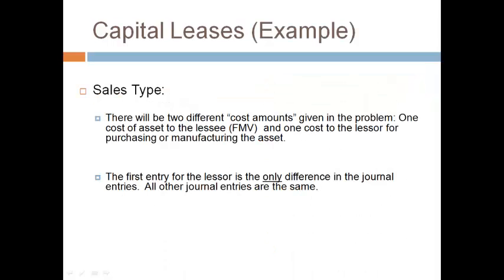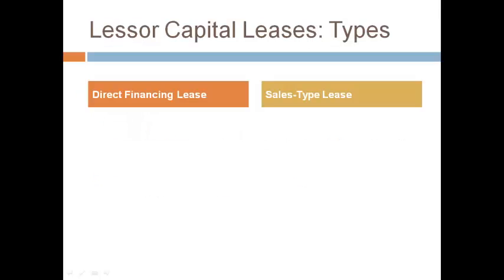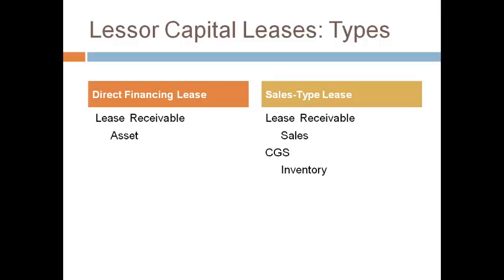In a sales type lease, there are two amounts to consider. One for the fair market value, which is the sales price, and one for the cost to manufacture the asset. The only difference in accounting for a direct financing lease and a sales type lease is the first journal entry that is made when the lessor transfers the asset to the lessee. The type of capital lease only affects the lessor. There is no impact to the lessee.